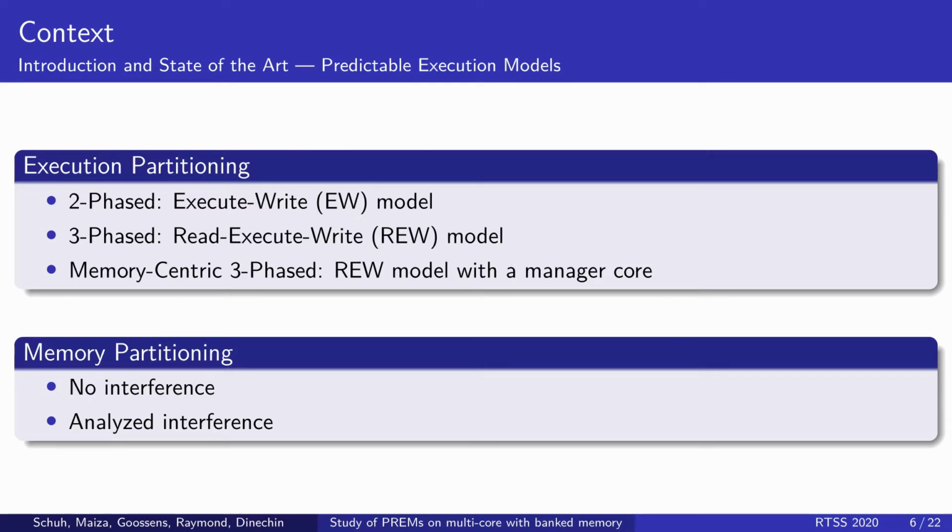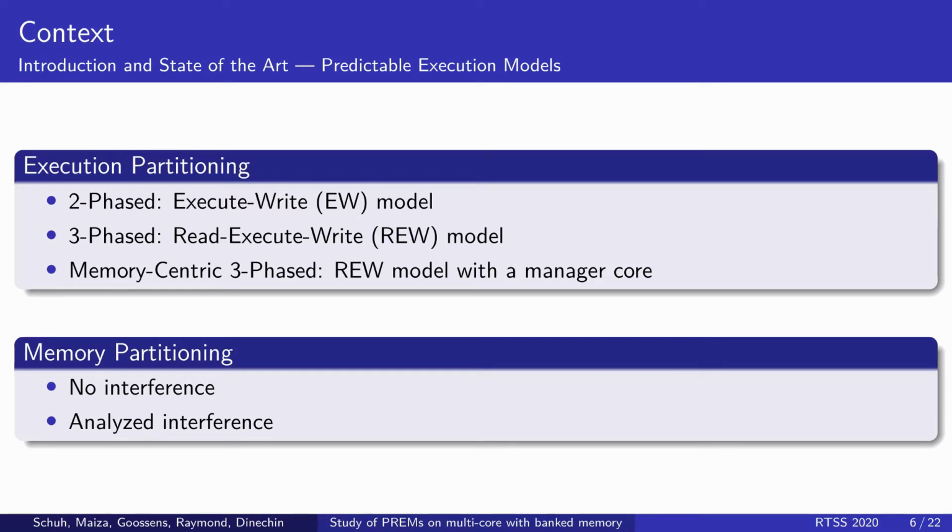The second class of work is the one that does memory partitioning, and some of them do not allow any interference on the system and run all the memory accesses in complete isolation, while others try to analyze and bound this interference, trying to compute shorter execution times. We were inspired by all these predictable execution models that exist in previous work, and we have selected some of them to implement and investigate.